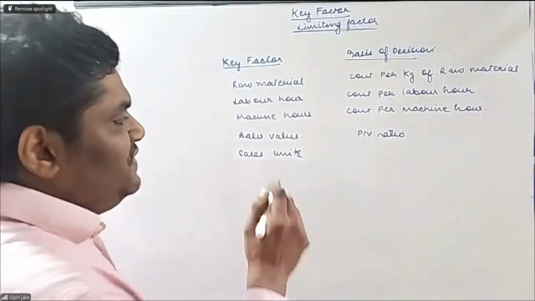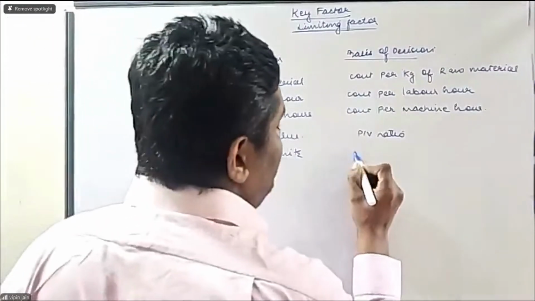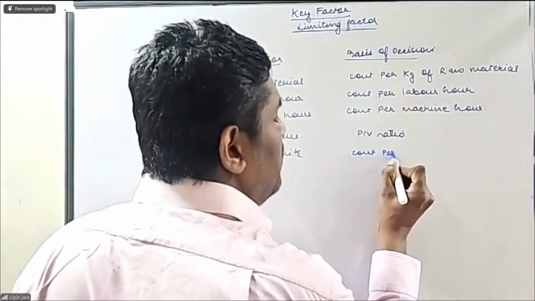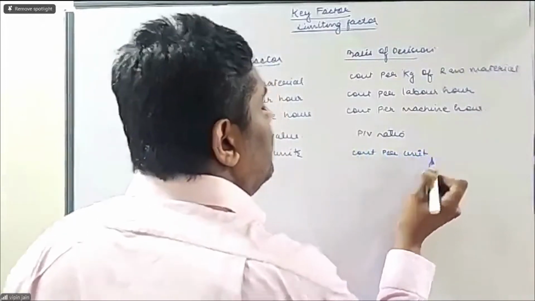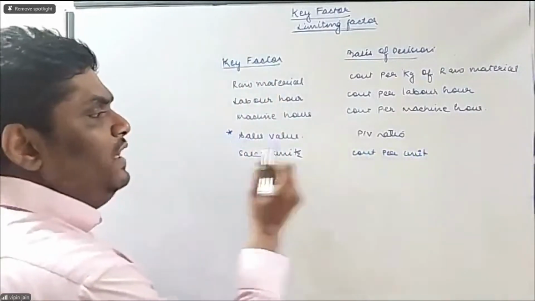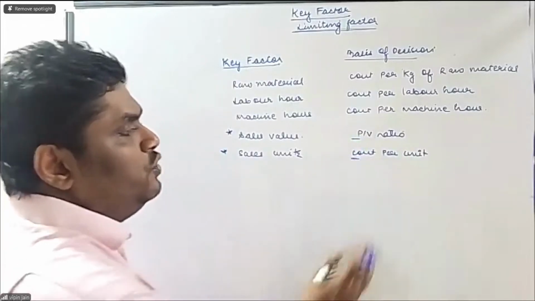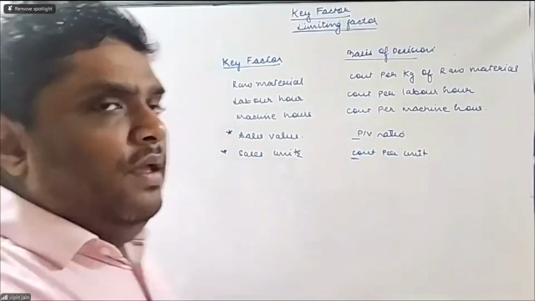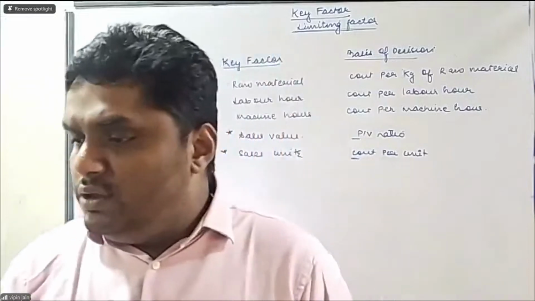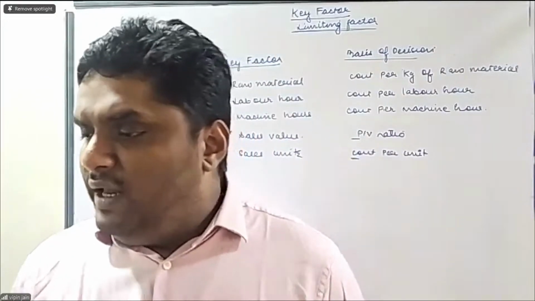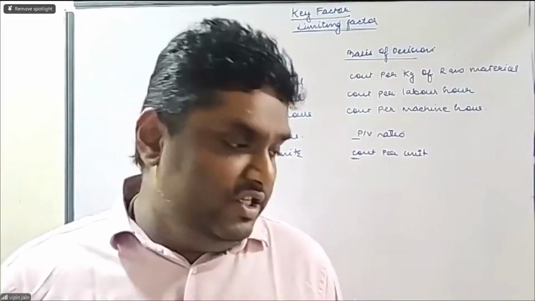So yes, if sales units are the limiting factor, then contribution per unit. So very important, if sales value, then PV ratio. If sales units, then contribution per unit. If you have any doubts or queries, please post. Further, I request you to copy this explanation.